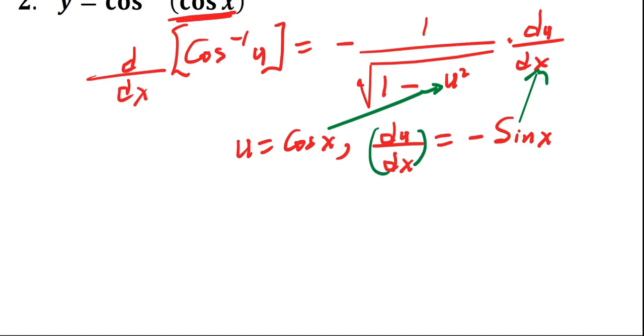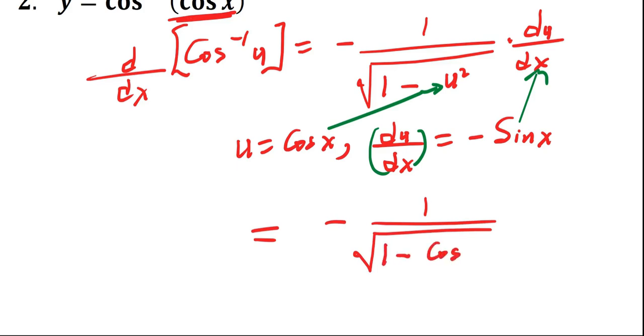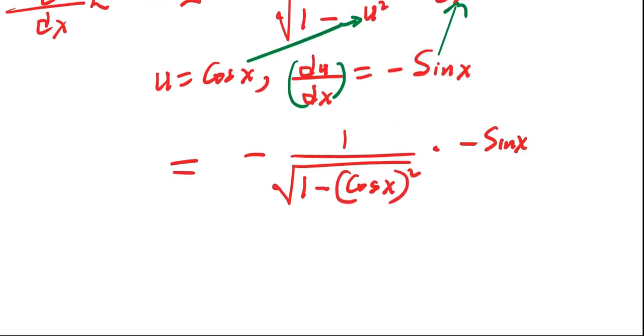So this will be equal to negative 1 over the square root of 1 minus cos x squared, times negative sine x. So now this is a negative sign over here, this is another negative sign. If you multiply these two negatives, it gives us positive, and also sine x times 1 gives us sine x.